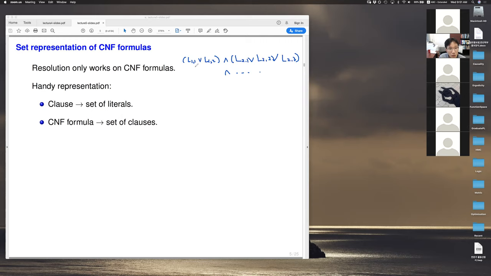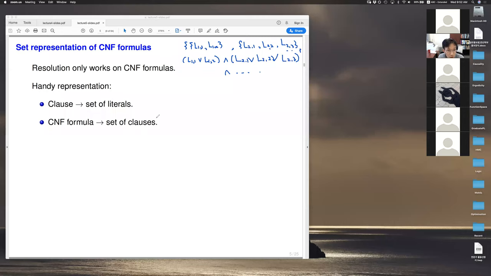We're going to represent each of these clauses by a set, a set of literals, like literal 1,1, literal 1,2, and then another clause by another set of literals, like literal 2,1, literal 2,2, literal 2,3. So each clause is represented by a set. And then the entire CNF formula is represented by a set of sets, or a family of sets. So we said it's a set of clauses.